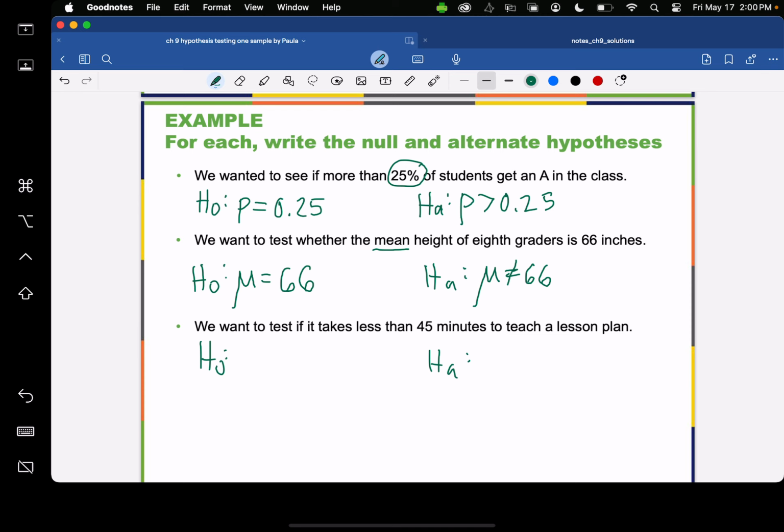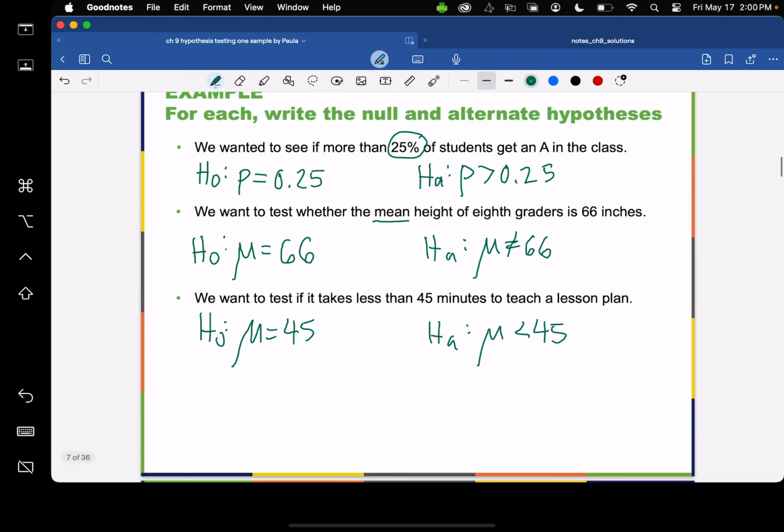We want to test if it takes less than 45 minutes to teach a lesson plan. So this one, I think you can probably do it yourself. If you want, take a minute to try. Is this about mu or is this about p? Okay, so those are the null and alternate hypotheses for these 3 stories.